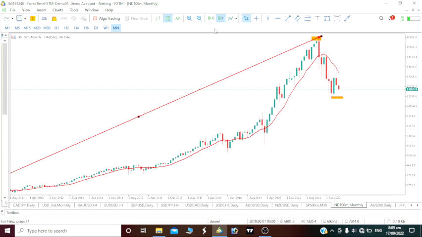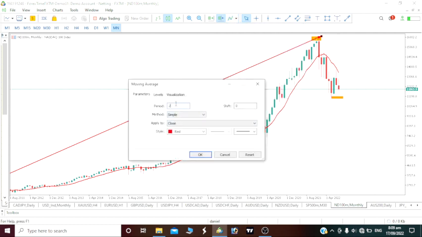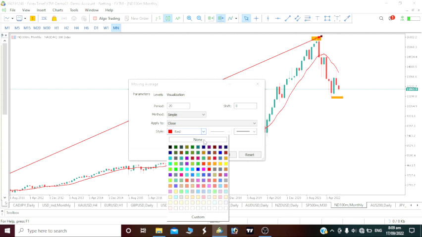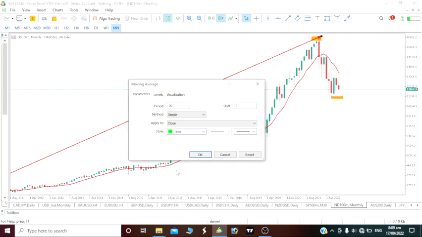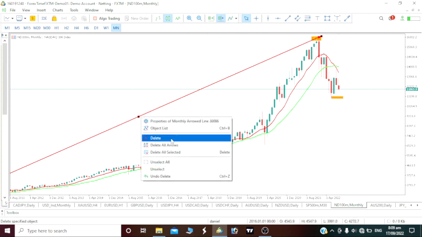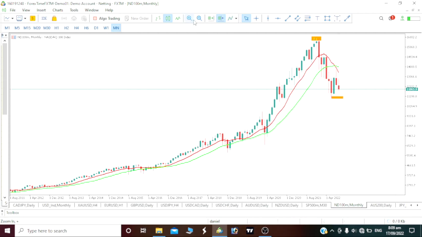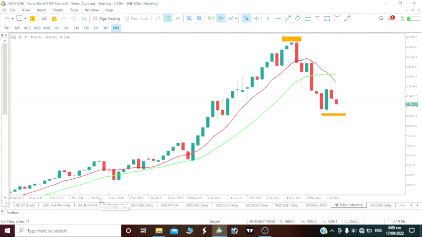By the way, let's see if we can apply this moving average. Let's apply 20, and I will be using green. It is still above the 20-period moving average. So take a look at it. The price has been above the 10-period moving average, which is red, and the 20-period moving average, which is green, lime green. So price has been going bullish.